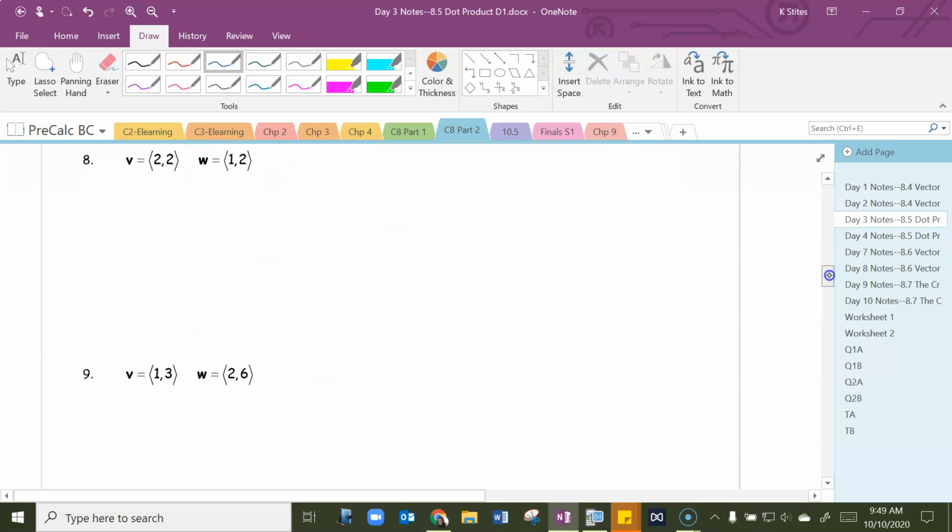Okay, let's try another one. Again, we are doing dot product. So that's 2 times 1 plus 2 times 2. Which is 6.